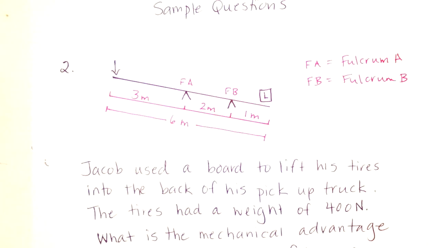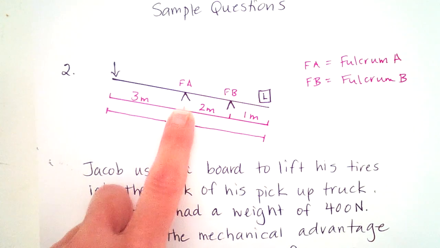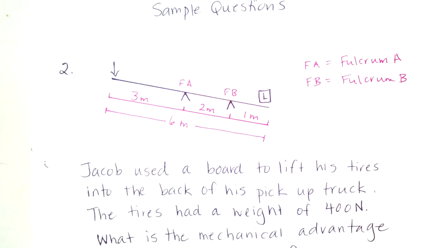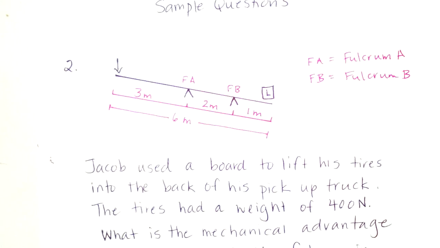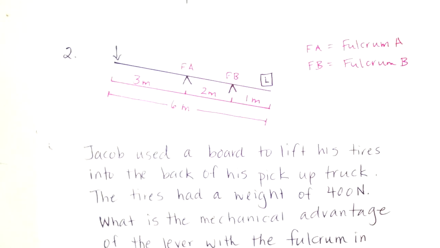And here I have a little bit of information. So I have a lever. It is a first class lever in this case because the fulcrum is in the center. So we have two possibilities here. There's fulcrum A and then there's fulcrum B. Okay, so we've got a bunch of measurements. We'll have to refer back to those in a minute.